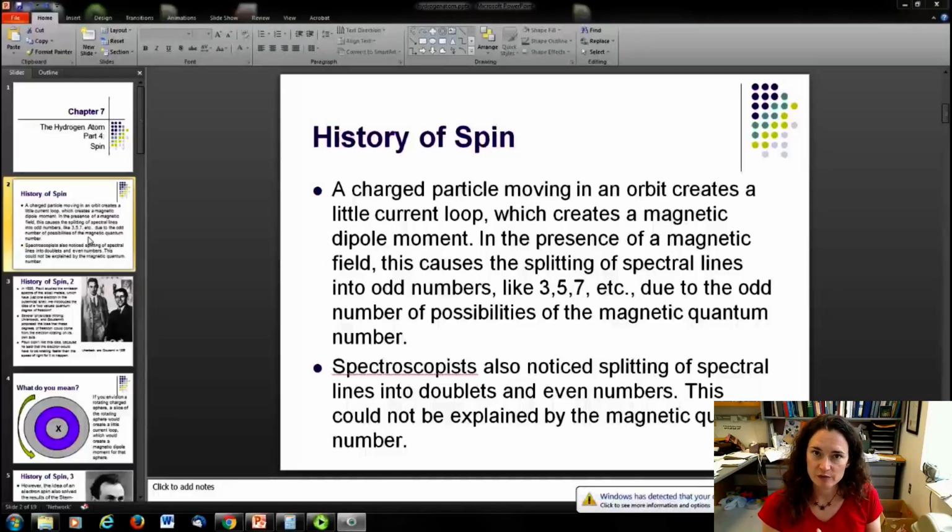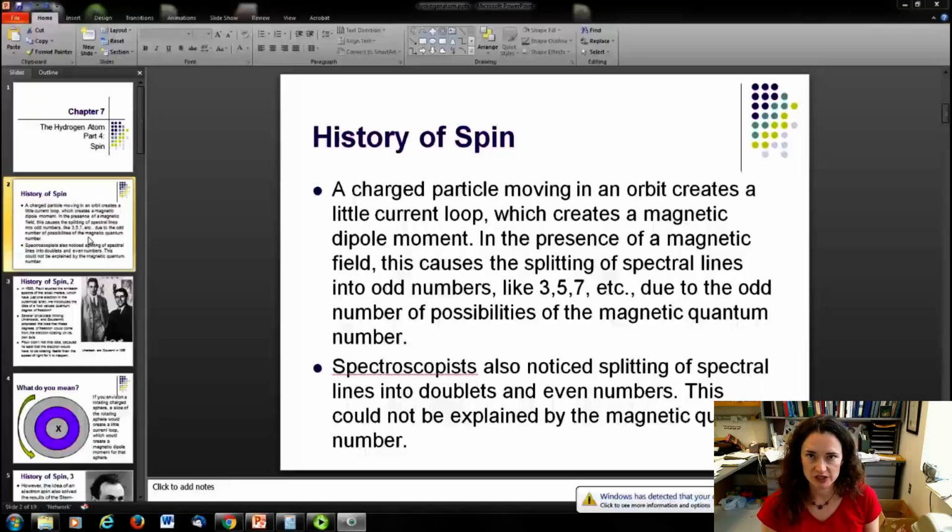There can never be an even number of possibilities for your magnetic quantum numbers because it runs from minus L to plus L, and L is an integer. So that gives you 2L plus 1 possible values for your magnetic quantum number for each value of L. So that's never going to be even. It'll always be an odd number.